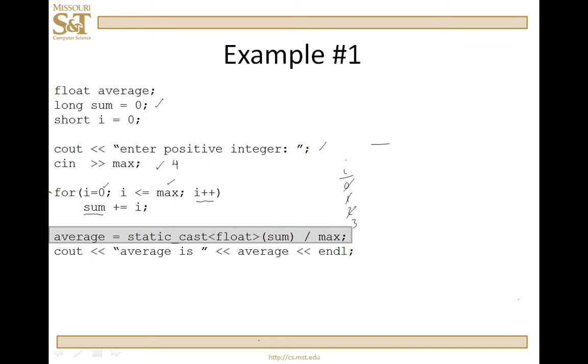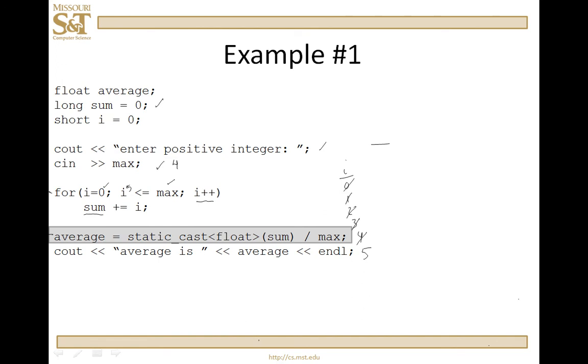I check, is 3 less than max? Yes, it is. I add that in, increment to 4. I check to make sure that 4 is less than or equal to max. Yes, it is. I add that in, increment to 5, and then I check to see, is 5 less than or equal to max, and the answer is no, and control passes out to the following statement. Okay, so what have I accomplished here? What I've accomplished is I've added up the positive integers from 1 to max, whatever was entered.